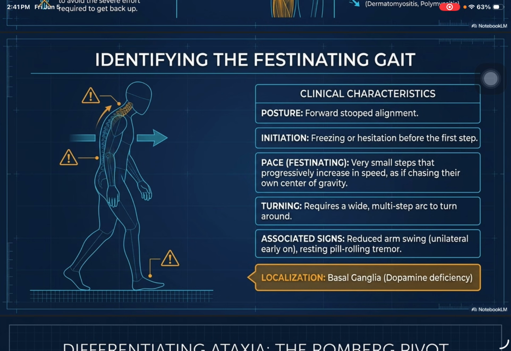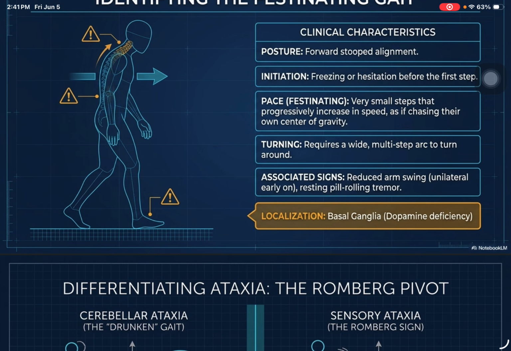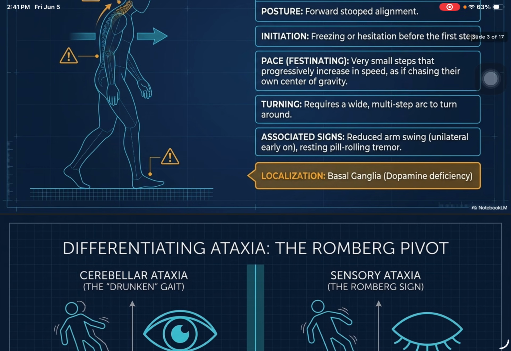The posture is forward, stooped, and aligned. Initiation of walking is difficult, with freezing or hesitation before the first step, which is called the festinating gait. The description of the festinating gait is: posture forward and stooped, initiation is difficult with freezing and hesitation before the first step, and very small steps that progressively increase in speed, changing their own center of gravity.